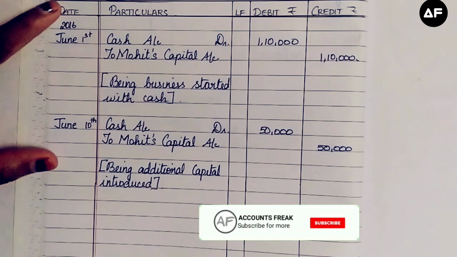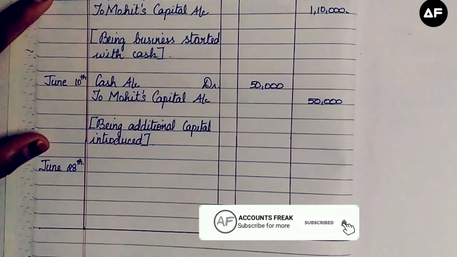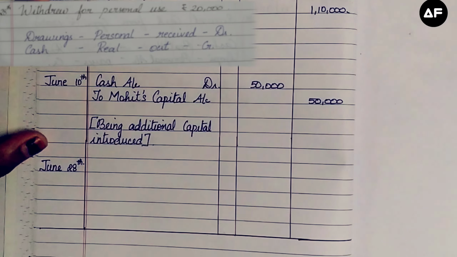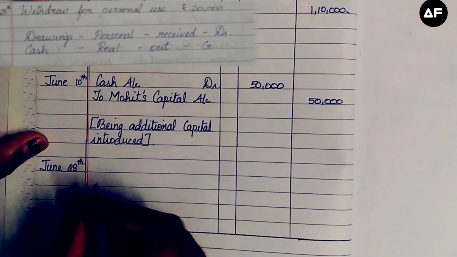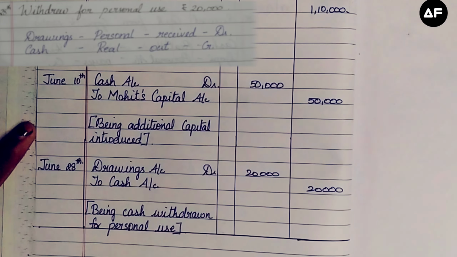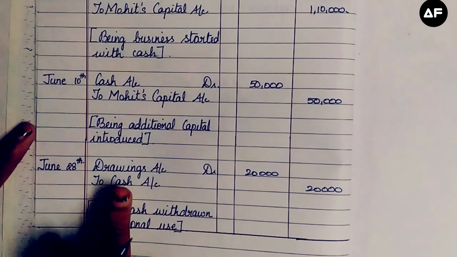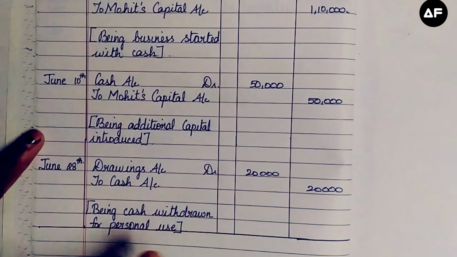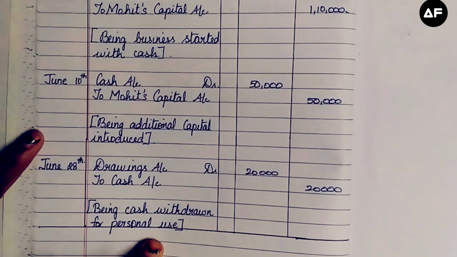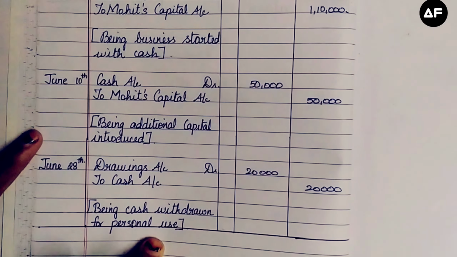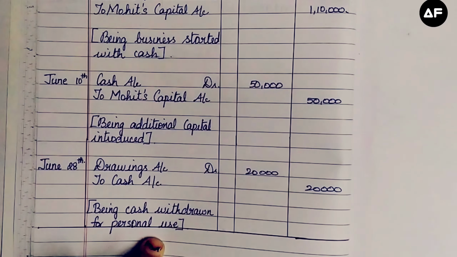Let's move on to the next one. The last transaction is withdraw for personal use. As per our analysis, we found out that it is going to be drawings account debtor to cash account. So the next entry is drawings account debtor to cash account, 20,000 and 20,000 in the debit and credit columns, being cash withdrawn for personal use. The next step is to open up a ledger book with only the cash account in it, as per the requirements of the sum.